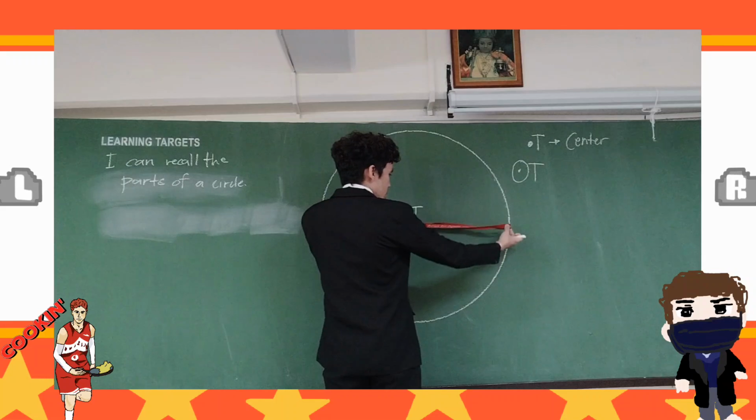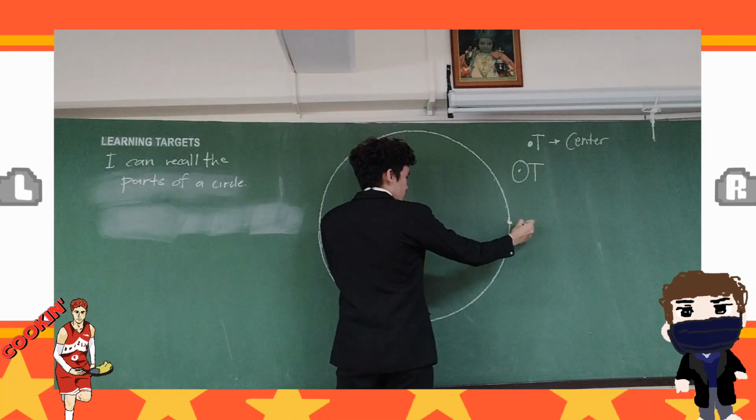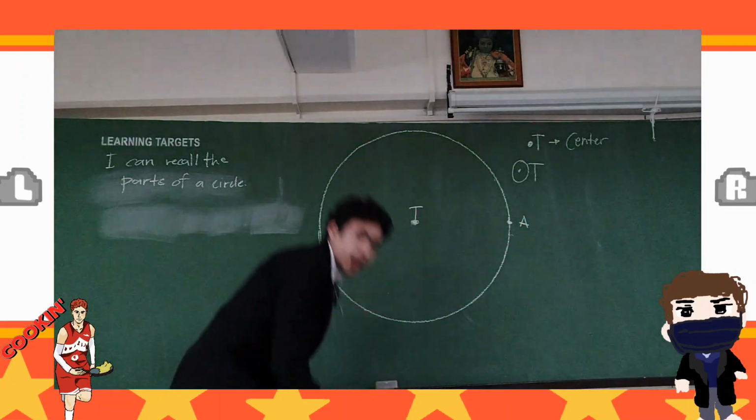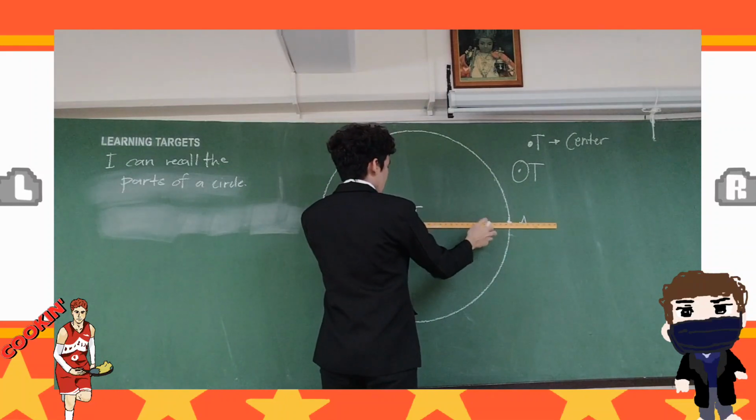So using the ID lace, I will locate another point, let's say here. I'll name this point A. And what I have to do is connect them. So I'll connect point T to point A.